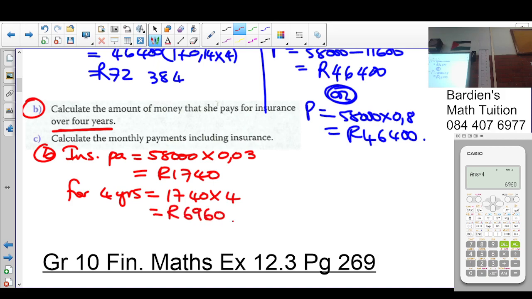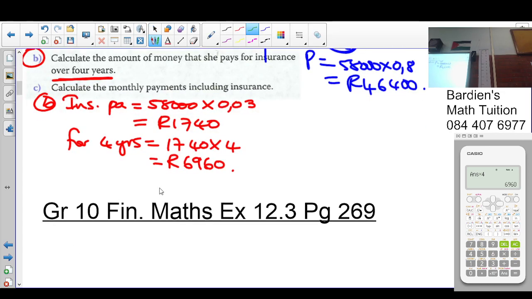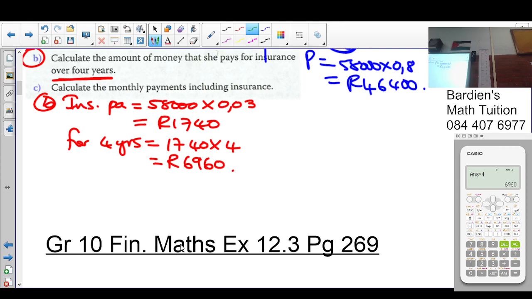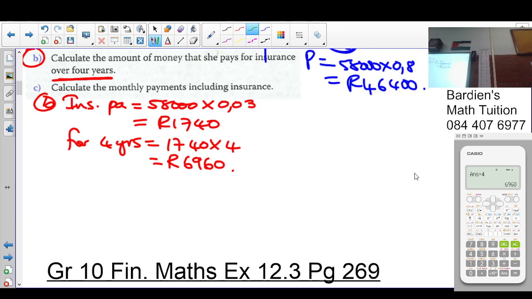6,969. You guys understand? Then in C, the question says, calculate the monthly payments including insurance. So C, the monthly payment, monthly installment is going to be A over N times 12.